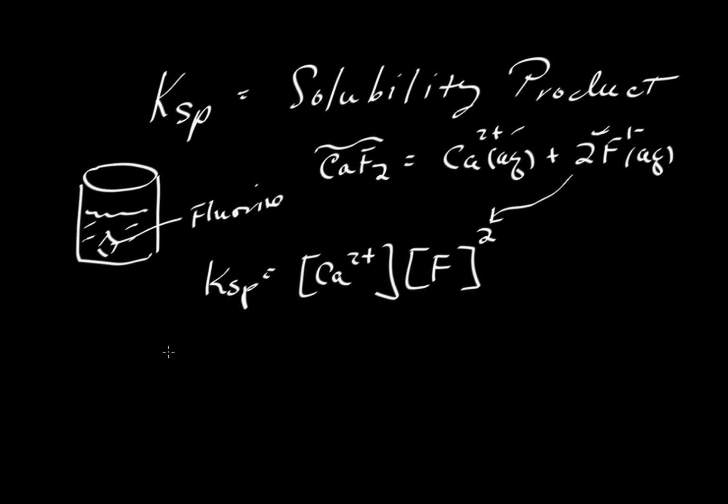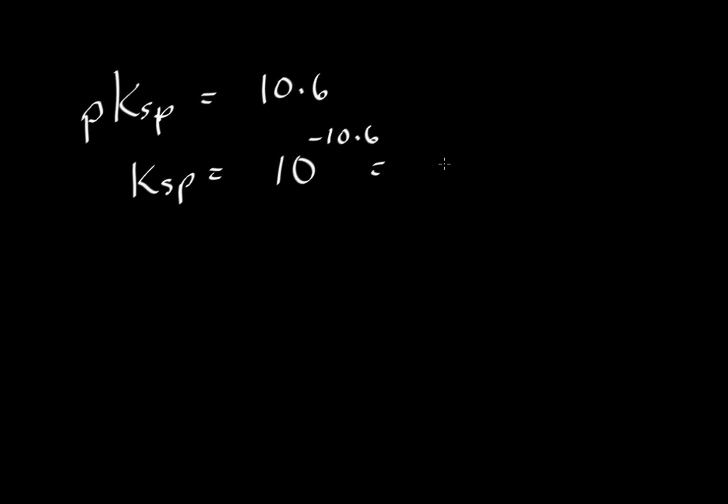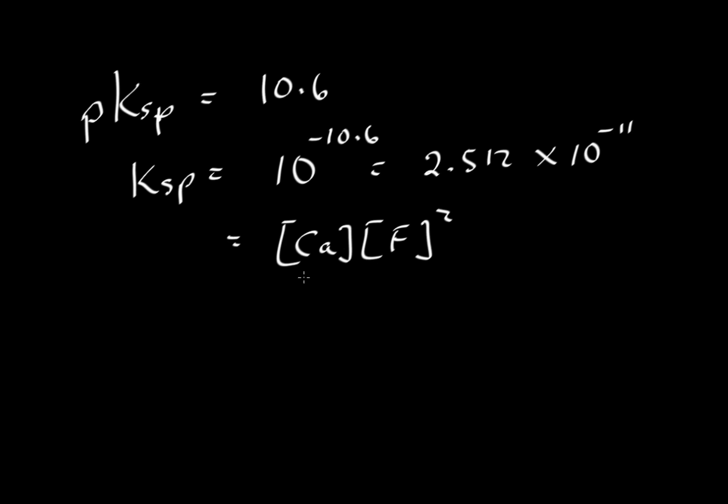Well, what we're going to do to calculate the values for Ksp, first we need to look up a value of Ksp. In a table, I found a value of pKsp of 10.6. So if we want to recover the Ksp, it would be 10 to the minus 10.6, and that's a value of about 2.512 times 10 to the minus 11. So what we're going to do is let this be equal to the concentration of calcium multiplied by the concentration of fluoride ion squared.